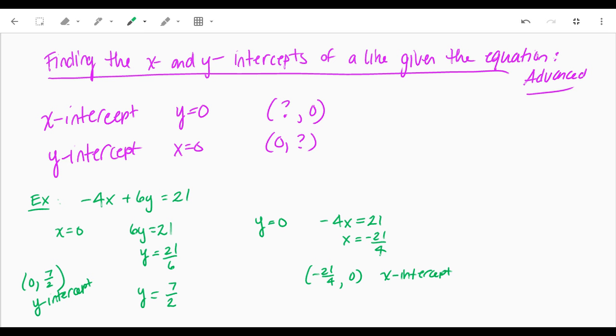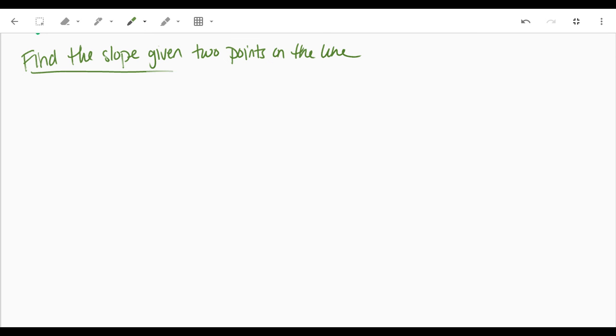Finding the slope given 2 points. Oh my goodness, you guys love these. Find the slope given 2 points on the line. This is just back to middle school math, right? You guys are so good at this. We want to find the slope of the line passing through the points negative 4, 7, and 2, negative 8.